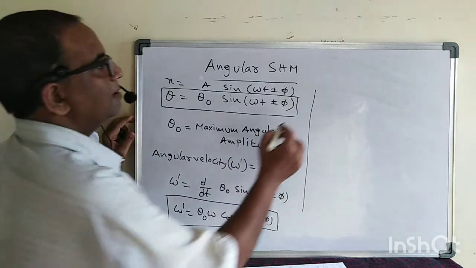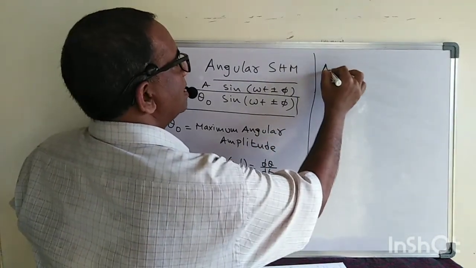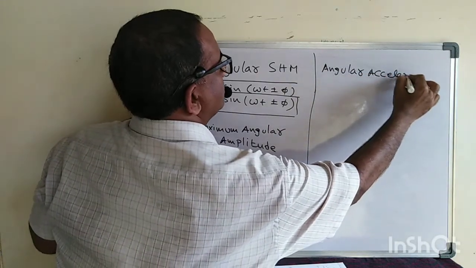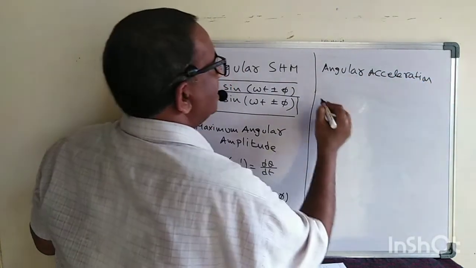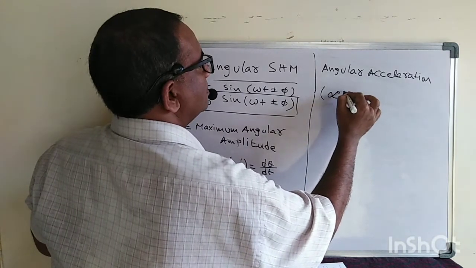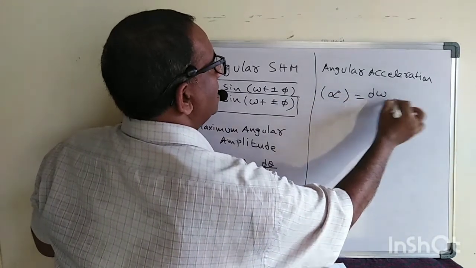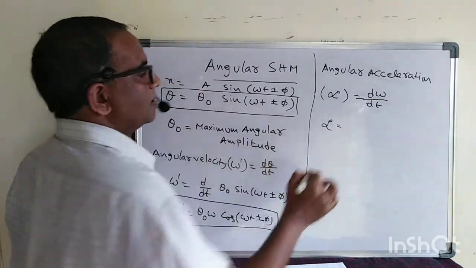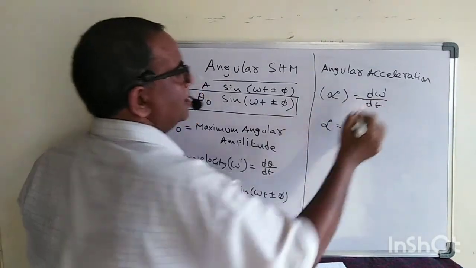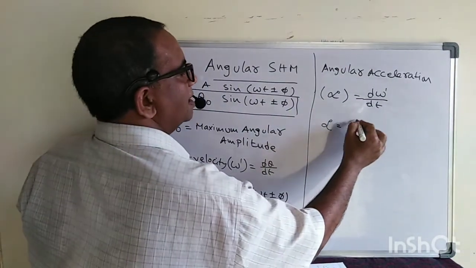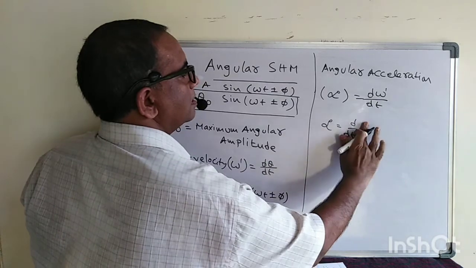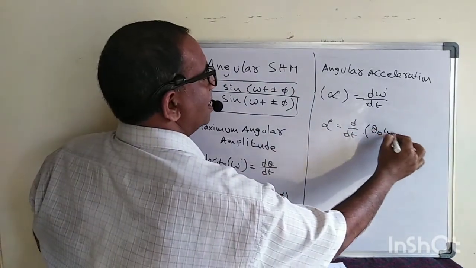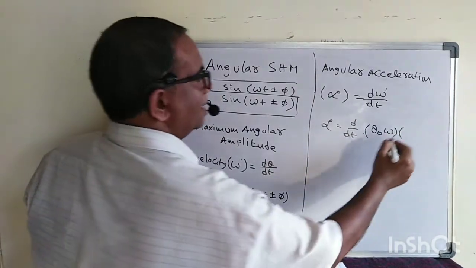Okay, then here we have angular acceleration. Observe here, this is angular acceleration. Let us call angular acceleration alpha. So alpha is equal to d omega dash by dt. Therefore, we need the derivative of omega dash. What is omega dash here? Theta naught into omega, cos omega t plus pi.